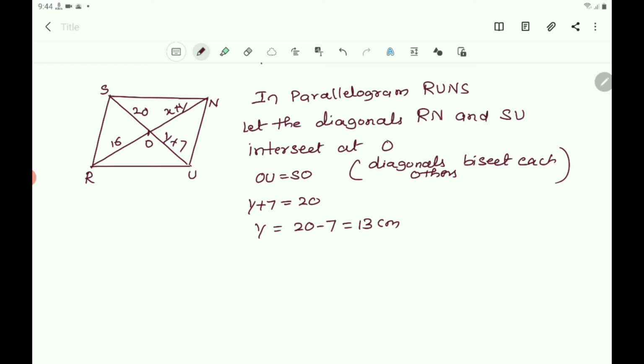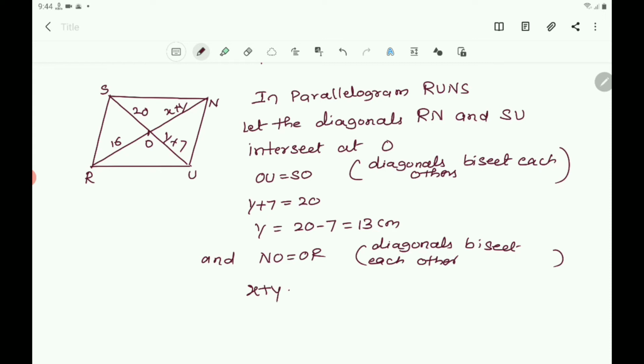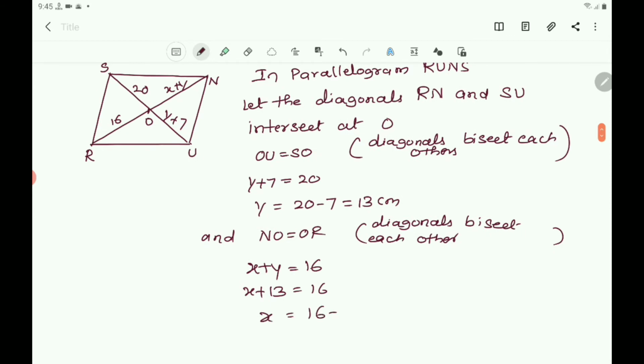This is the first one you got, and you write NO is equal to OR. Same reason that you can give here, diagonals bisect each other. So NO is here x plus y is equal to 16, and y you got already, that is 13, so x plus 13 is equal to 16. So x is equal to 16 minus 13, which is equal to 3 centimeter.